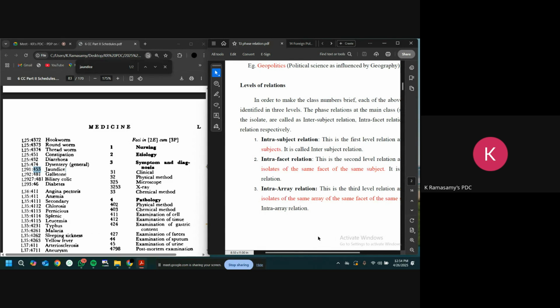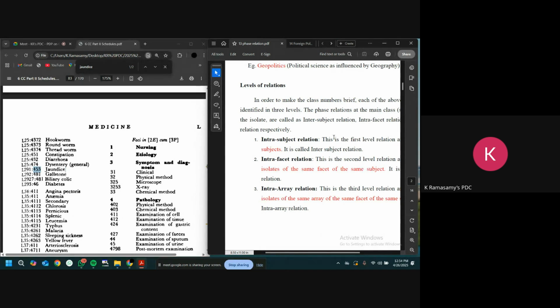For example, in the BLSC class, one side girls are sitting, one side boys are sitting. In the girls side, in the fourth row, three girls are sitting. If those three girls are fighting with each other, that is called intra-array phase relation. In one main class, in one array, two isolates are compared for their relationship. Okay, so Ranganathan has recognized the 5 types of relationship and 3 levels of relationship.